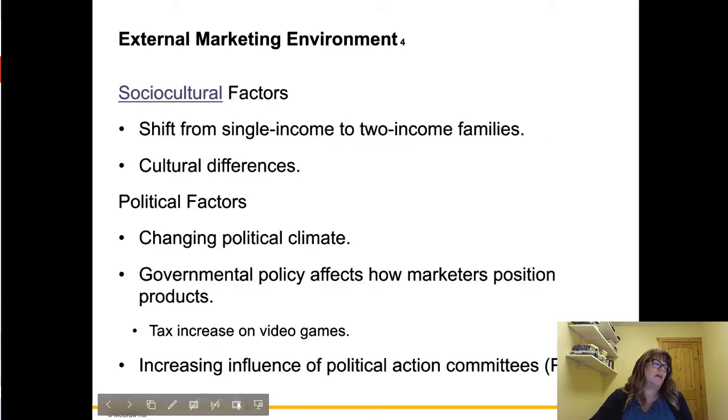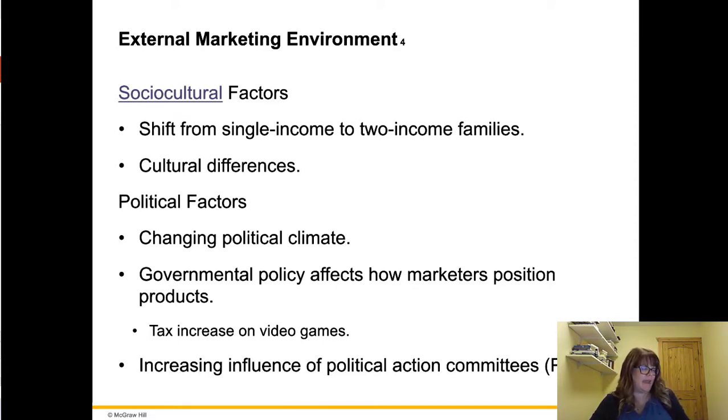The society and culture we live in helps to shape our beliefs, values, and norms, which in turn define our tastes and purchasing habits.